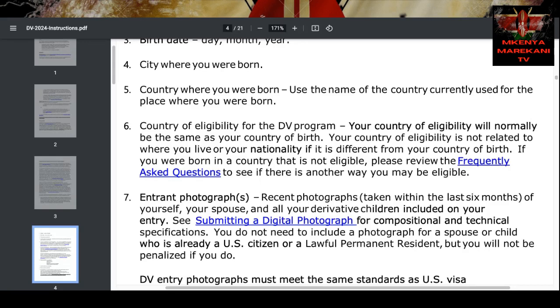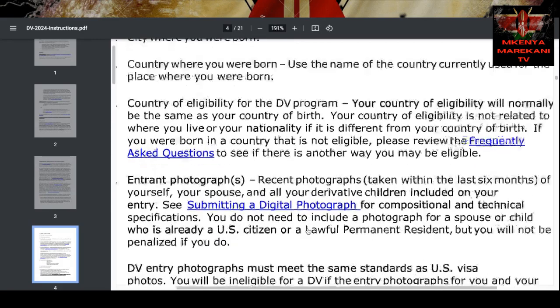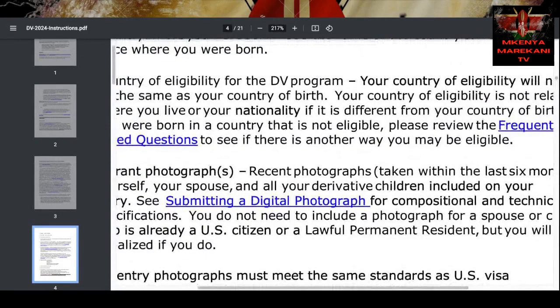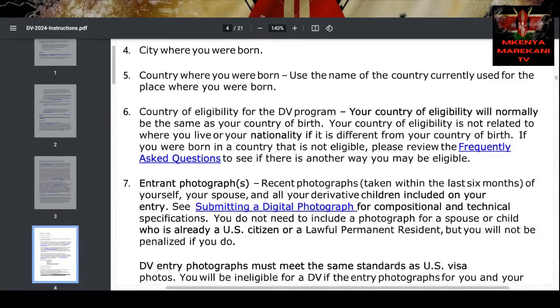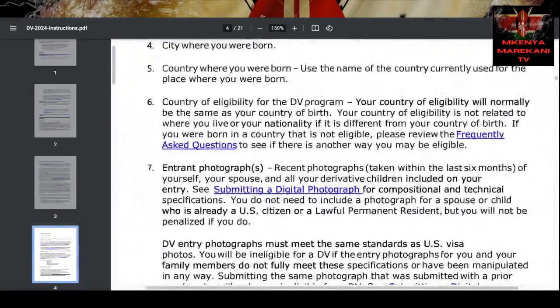Okay, now number 7 is very, very important: entrant photographs. They need a recent photograph of yourself taken within the last 6 months. Don't bring an old picture that they can't even tell who you are. Your spouse and all your derivatives, children included, must be on your entry. Tomorrow we'll be talking about the digital photograph, because it's a huge topic with a lot of determining factors. We will talk about the compositional and technical specifications, how it should look, tomorrow.